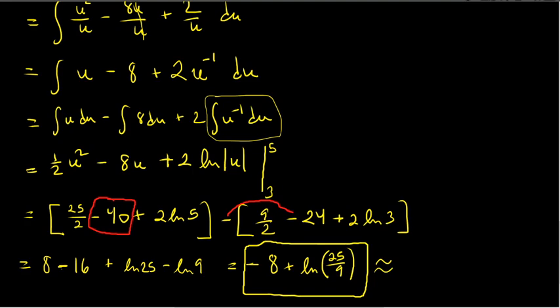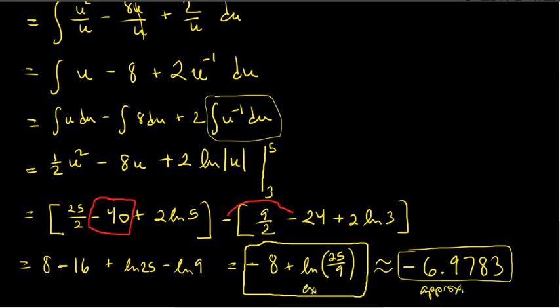All right, so plugging it in the calculator, this comes out to be about negative 6.9783. Well, it's 4 decimal places. So yeah, about negative 6.98. It's practically negative 7, but right. So that's the approximate, and then right here's the exact.